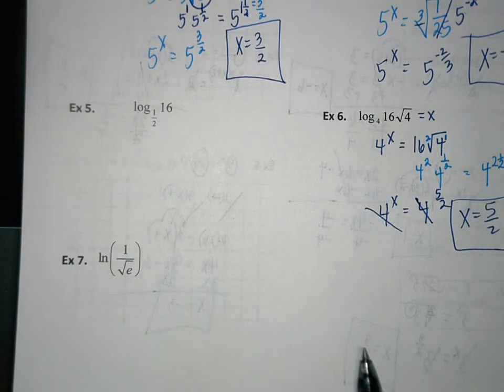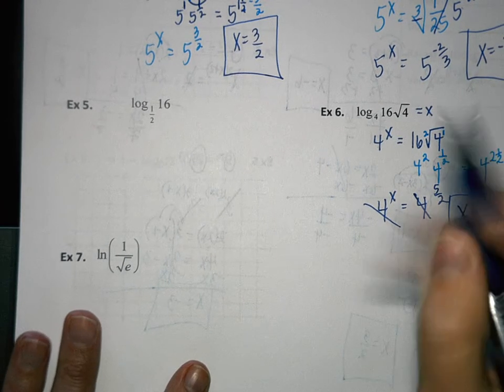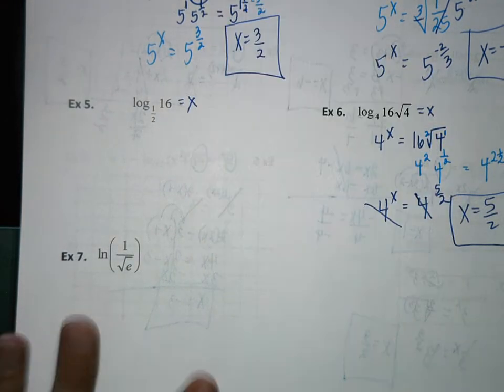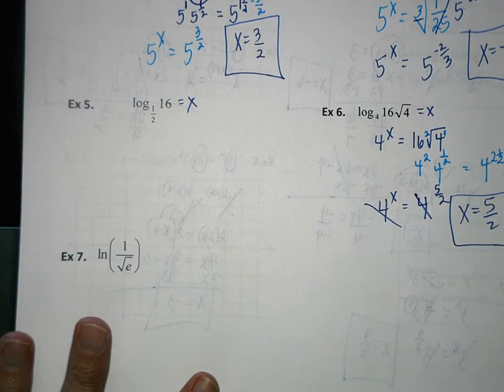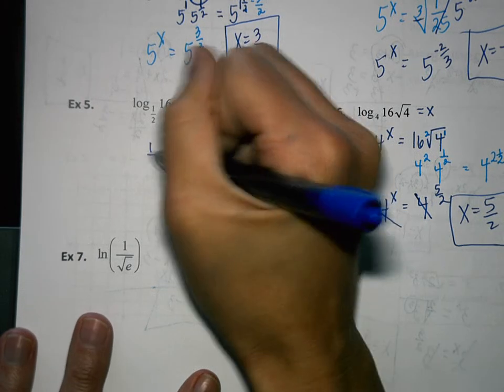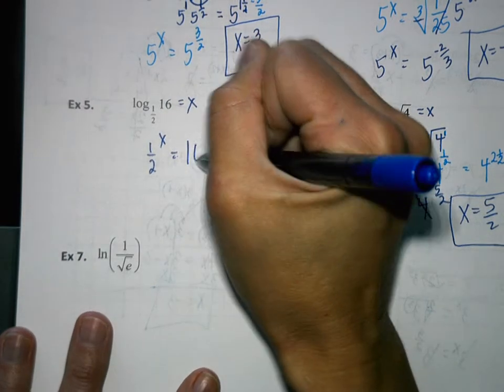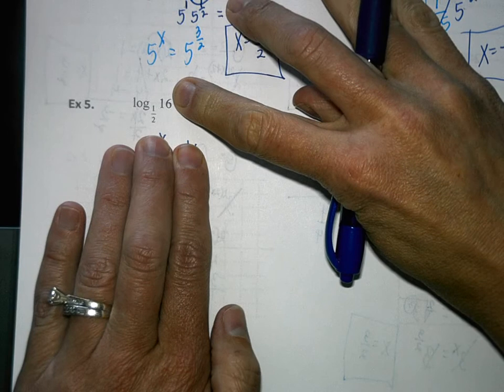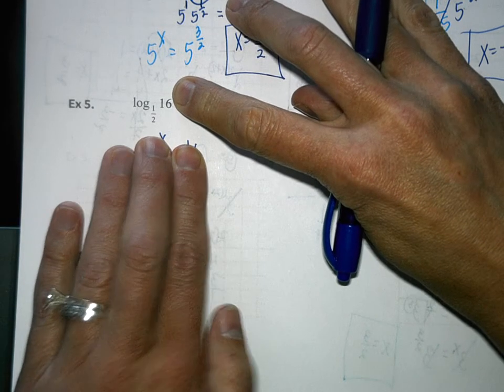Okay, example 5. What will I do first? Make it equal to x. Equals x. Next. Change 16 to equal x. So when I originally looked at this, it looks complicated to me. I don't get it. But when I rewrite it like this, does it look that bad?